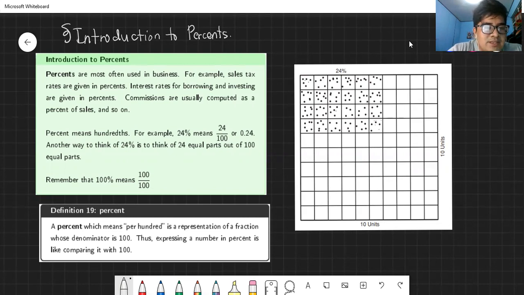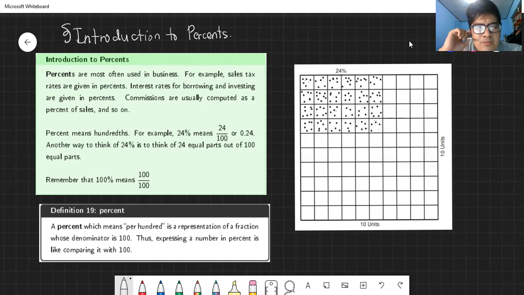Now, percents are most often used in business. For example, sales tax rates are given in percents. Interest rates for borrowing and investing are given in percents. Commissions are usually computed as a percent of sales and so on.